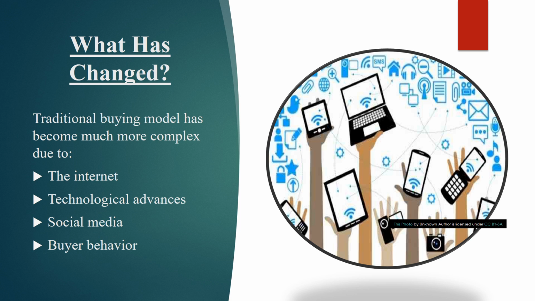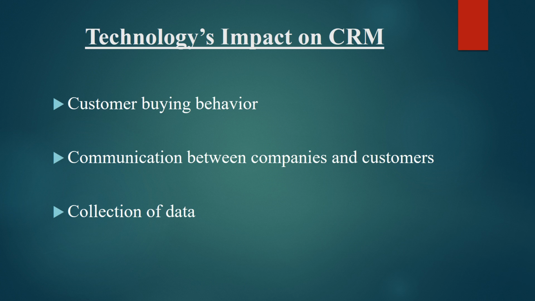So what has changed over the years that has led to the importance of having a CRM system? Well, the traditional buying model has become much more complex due to a number of factors, including the internet, technological advances, social media, and buyer behavior. Technology's impact on CRM, your customer buying behavior. Now we're seeing a lot of people buy directly from their smartphone, whether it's via apps or whatever the case may be.